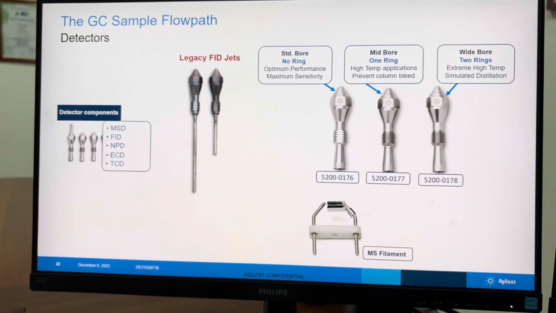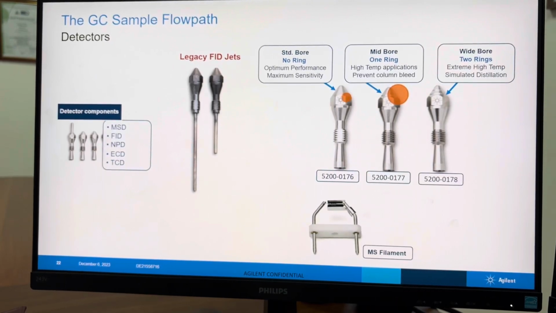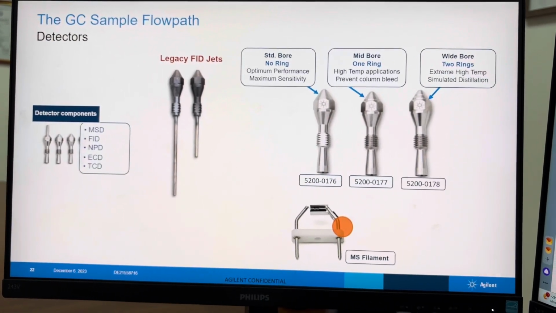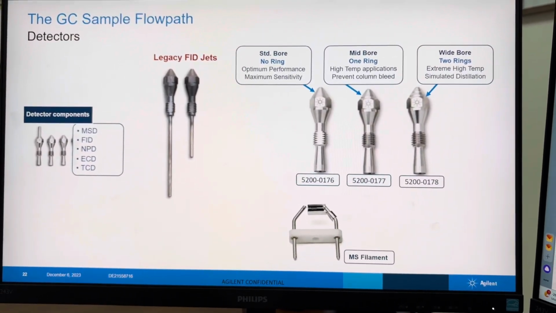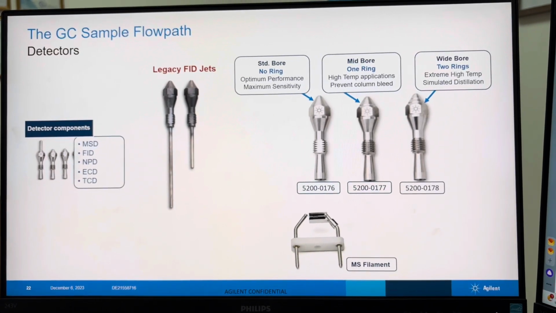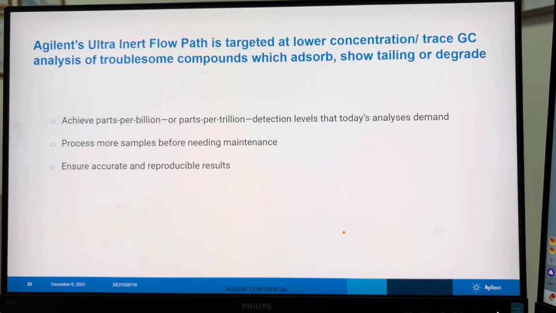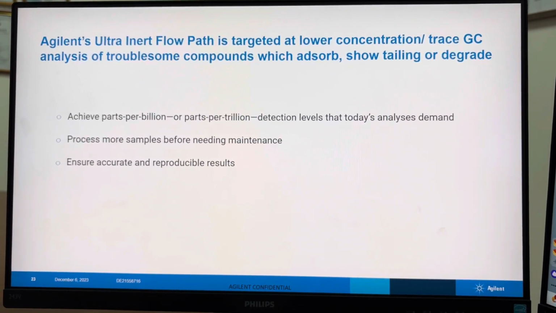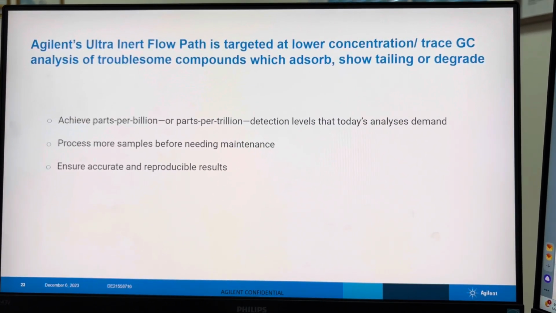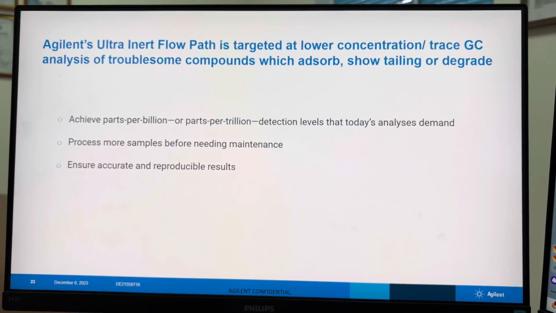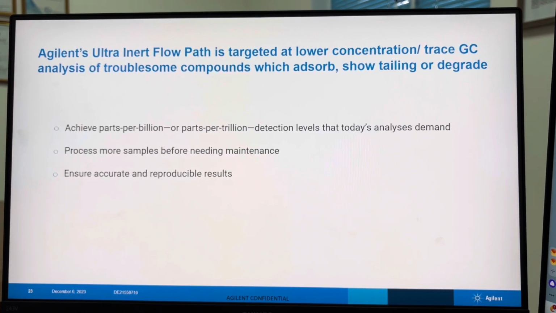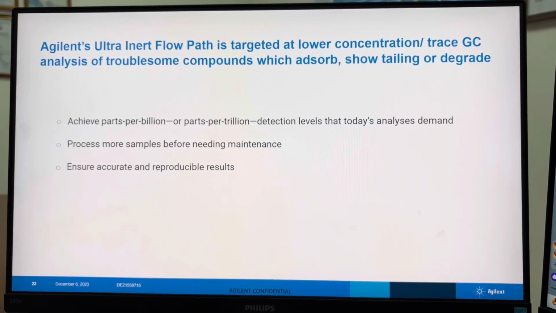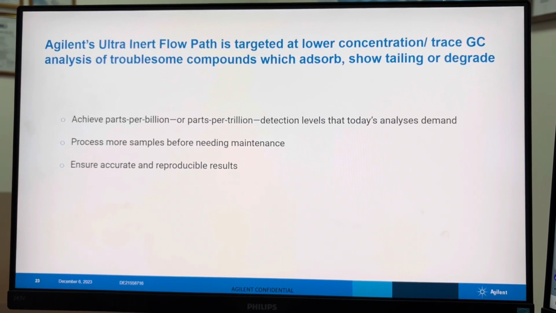Like that, the MS filament is also a very important thing for our results. It influences the sensitivity of our MS, so it needs to be changed carefully, periodically when it is required. And after all that, why are we talking about this? Because inertness is the major cause for the sensitivity of the instrument, whether we are able to achieve it or not. Because the more inert, clean and inert the system, we can achieve sensitivity up to ppb levels or ppt levels also. That is where everything depends.